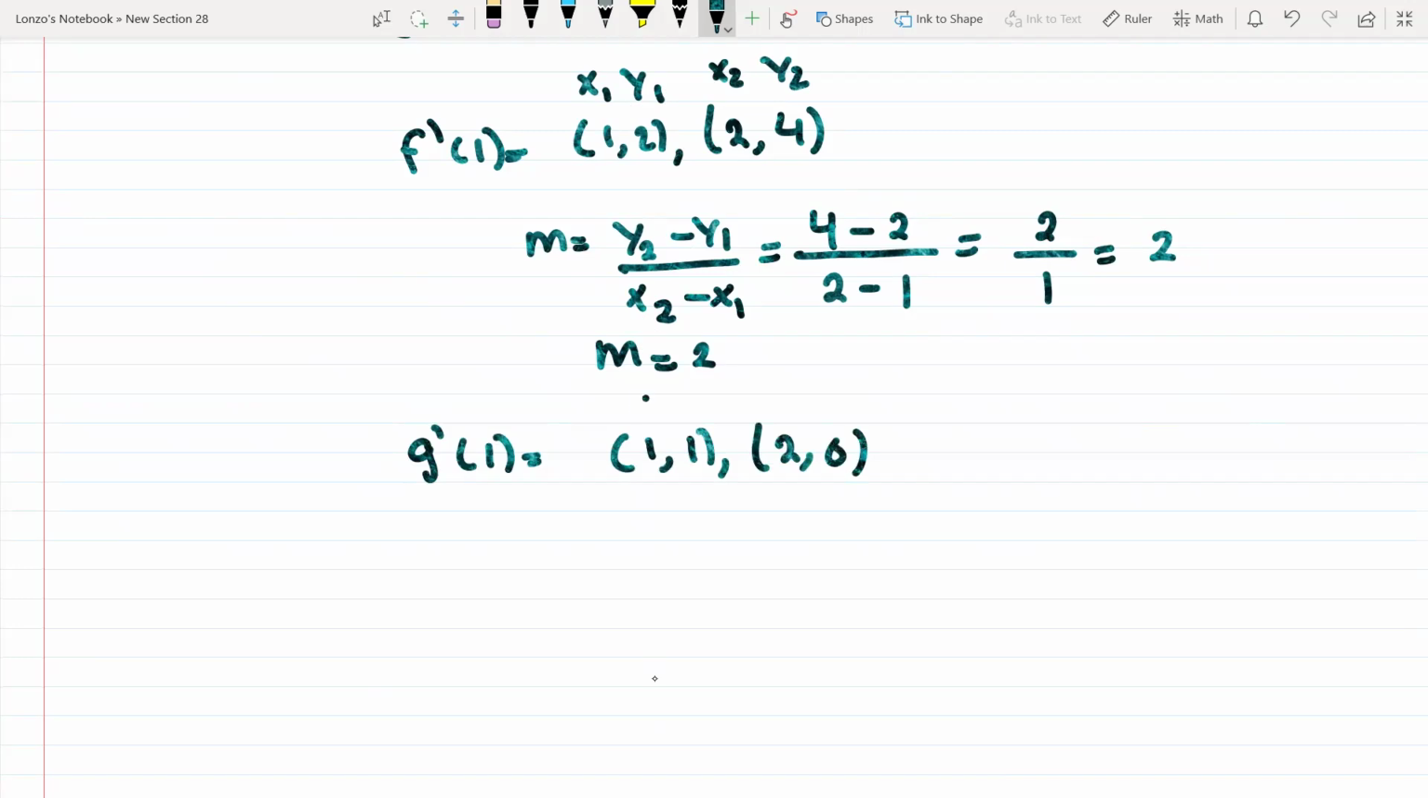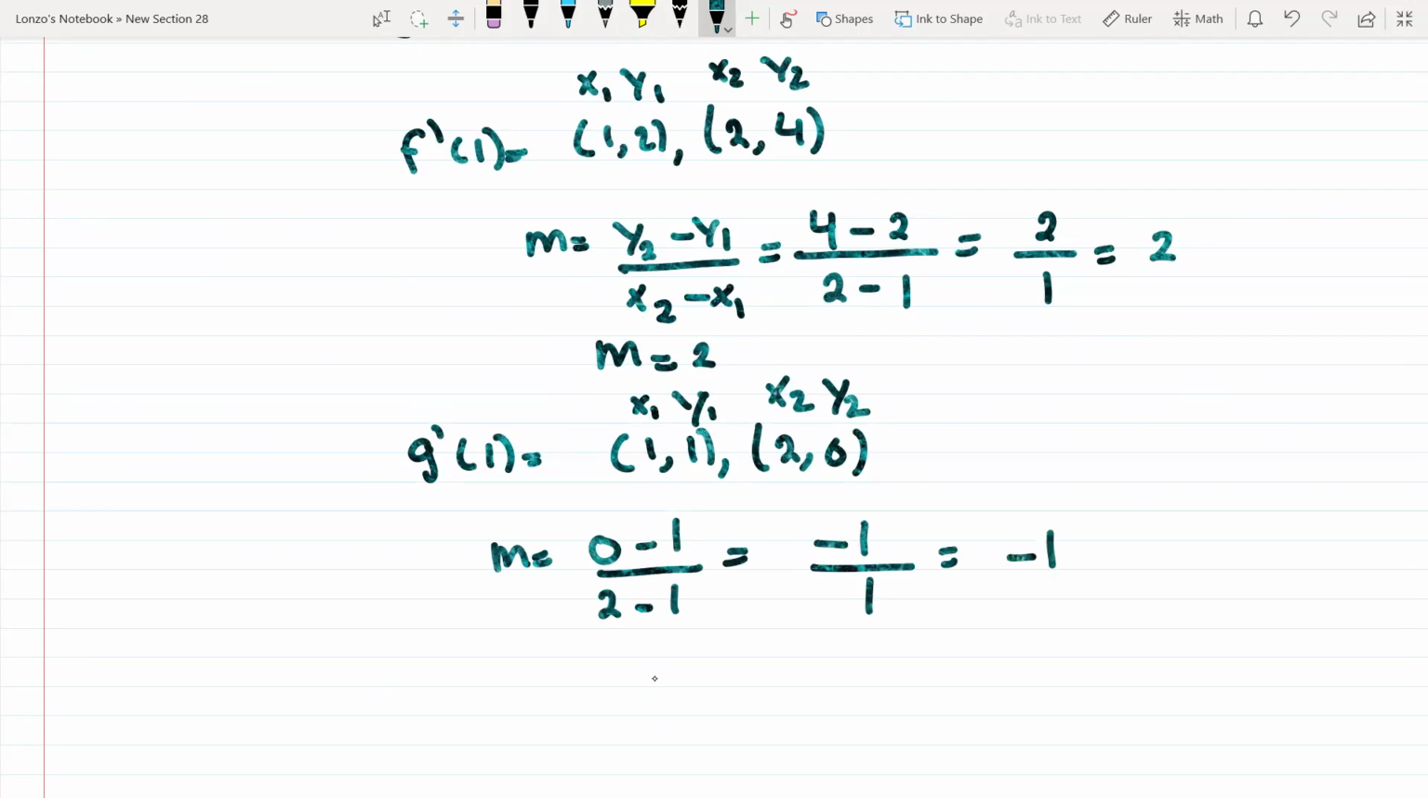Okay, so I'm going to label these x1, y1, x2, y2. My slope is going to be y2 minus y1, that's 0 minus 1, and then x2 minus x1, that's 2 minus 1. So 0 minus 1 is negative 1, and 2 minus 1 is 1. That's negative 1.